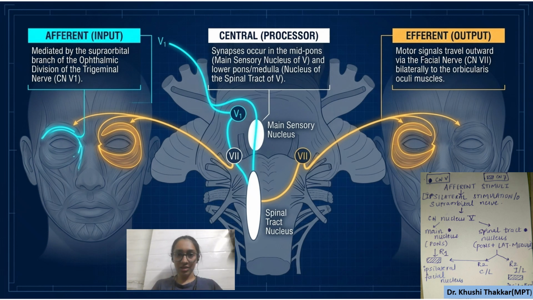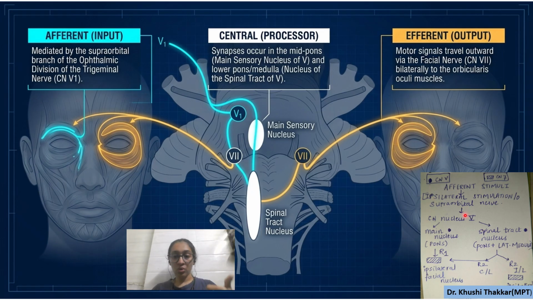So this is one diagram which I usually refer to, a small flow chart. I will explain from the flow chart and then the actual diagram. See, there is the afferent stimulus which you give. The afferent stimulus is given at this location; I'll be showing it in a proper diagram. So you stimulate basically the supraorbital nerve. Ipsilateral stimulation of the supraorbital nerve. For example, you are stimulating the right side.